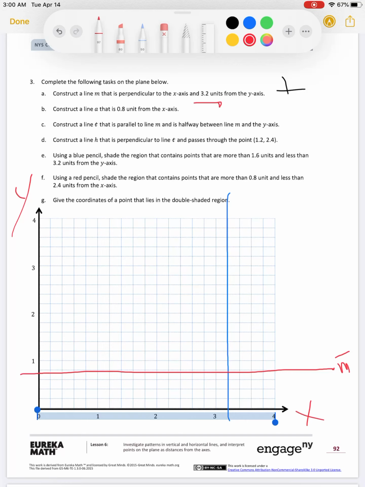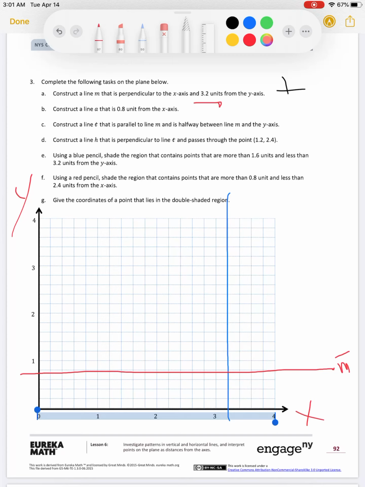All right, so construct a line T that is parallel to line M and is halfway between line M and the y-axis. Oh my goodness. What would be halfway? Let me grab this tool. Halfway between line M, okay, and the y-axis. They should have said line. Hold on, did we? Let me go back, you all. Make sure I didn't make any mistakes here.